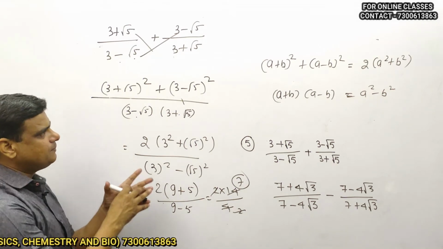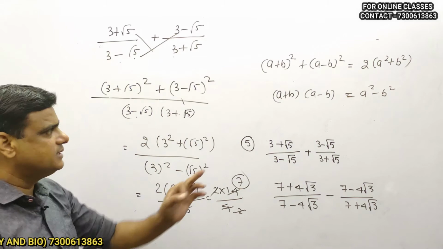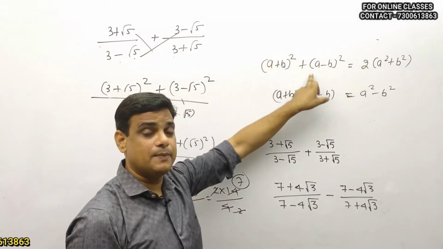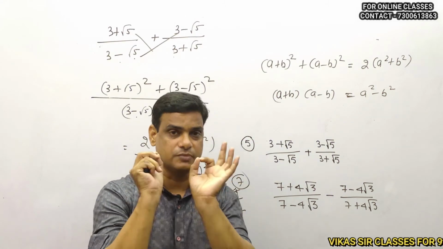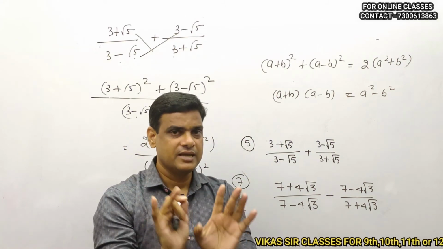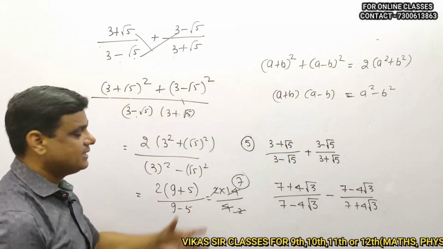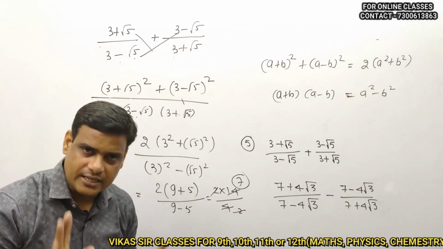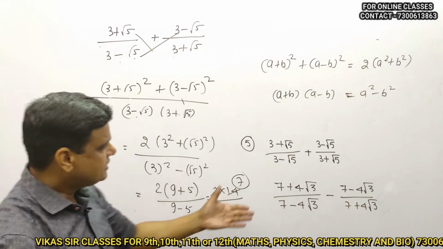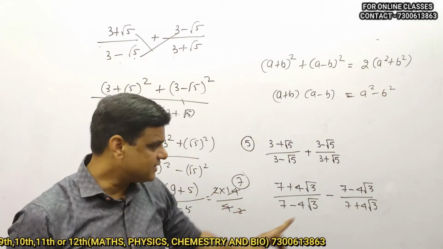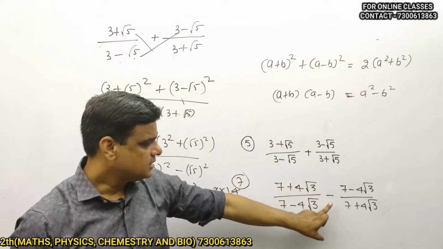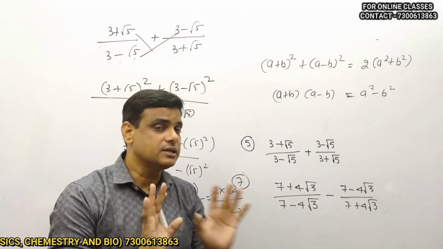So it is a better way, but the only thing that is required is that A plus B whole square plus A minus B whole square is 2A square plus B square. This must be known to you. If it is known, you can directly get the answer. Is that done? Okay. Then the next type of the same question is this. The only difference is here the sign was plus, here the sign is minus. There is no other difference.